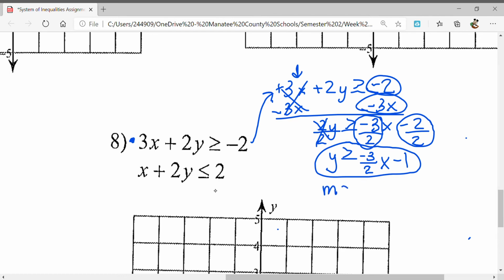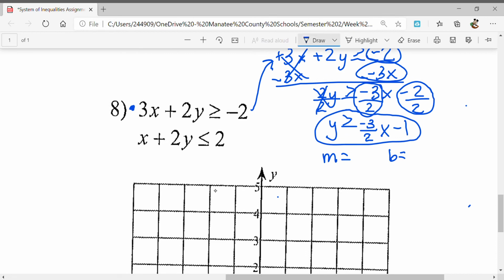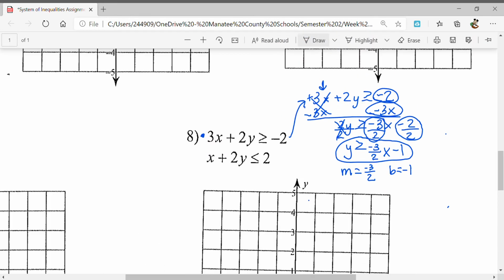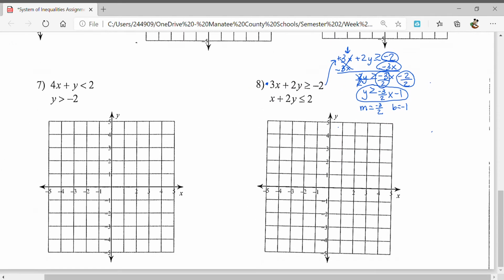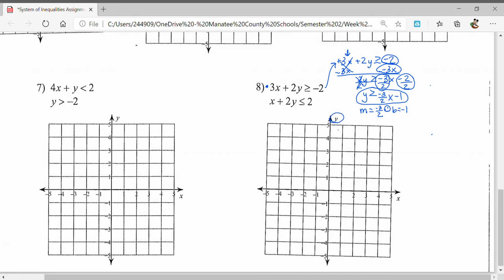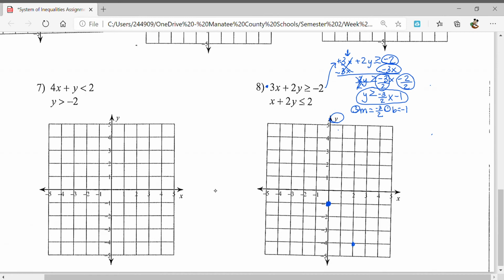Then you can write your m equals and your b equals. Okay. So m is the number in front of x. This one is -3/2. b is the number after x, so that's -1. Now let's graph it. The first thing we put on our graph is b, the y-intercept, which is -1. That goes on the y-axis. So here's my y-intercept of -1. And then I'm going to use my slope, -3/2. Rise over run, it's negative, so I'm going to go down 3 to the right 2.